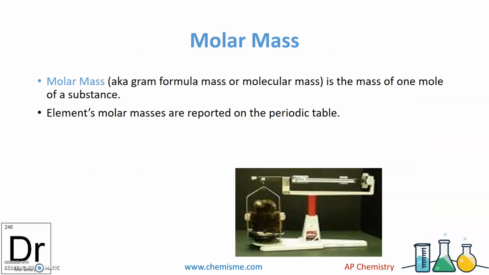The molar mass, also known as the gram formula mass, is the mass of 1 mole of a substance. And elements' molar masses are reported on your periodic table. So they're listed right on the periodic table.